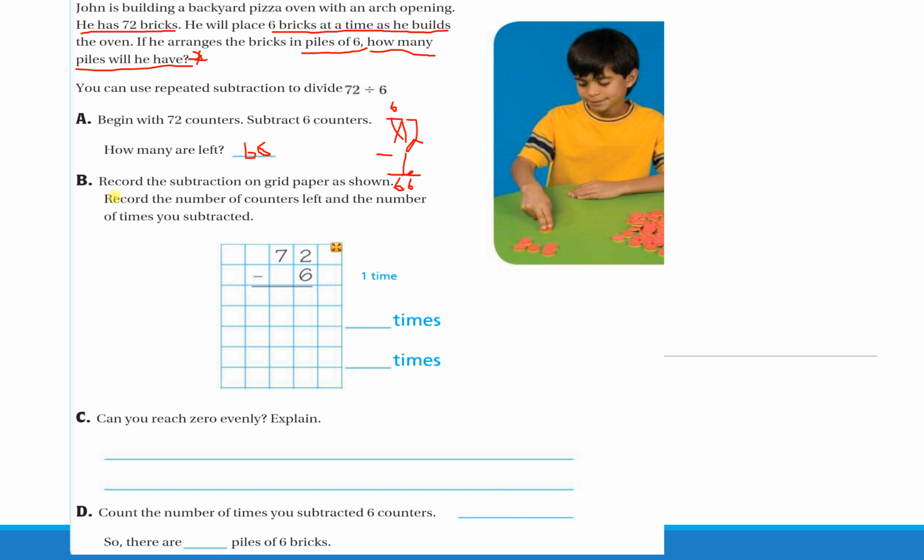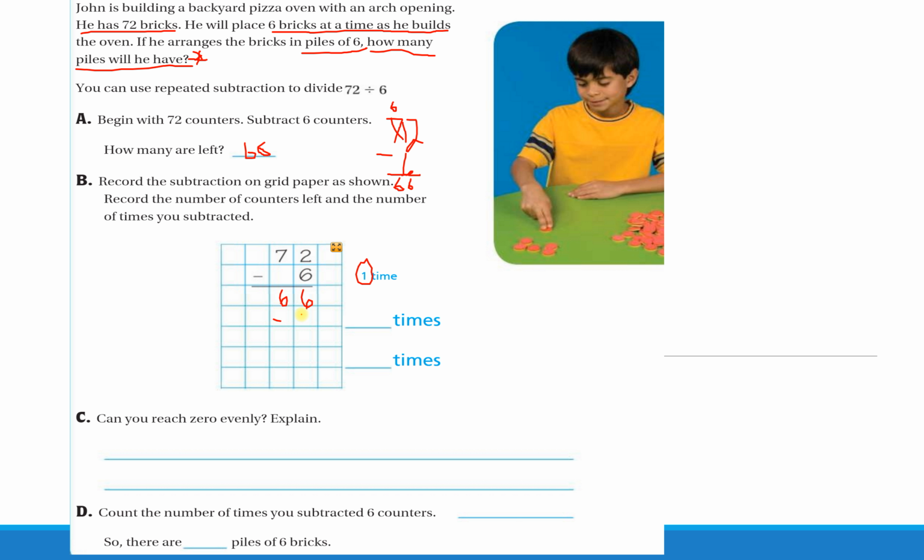Okay. Record the subtraction on grid paper as shown. Record the number of counters left and the number of times you subtracted. So we subtracted 1 time, and we got 66. And I like using the grid paper to line up my place values, so 1 6 in the ones place, 1 6 in the tens place.